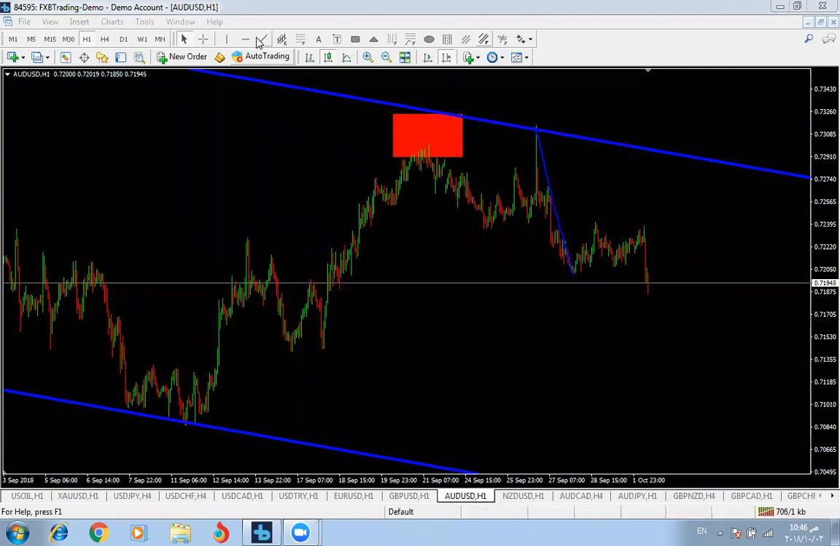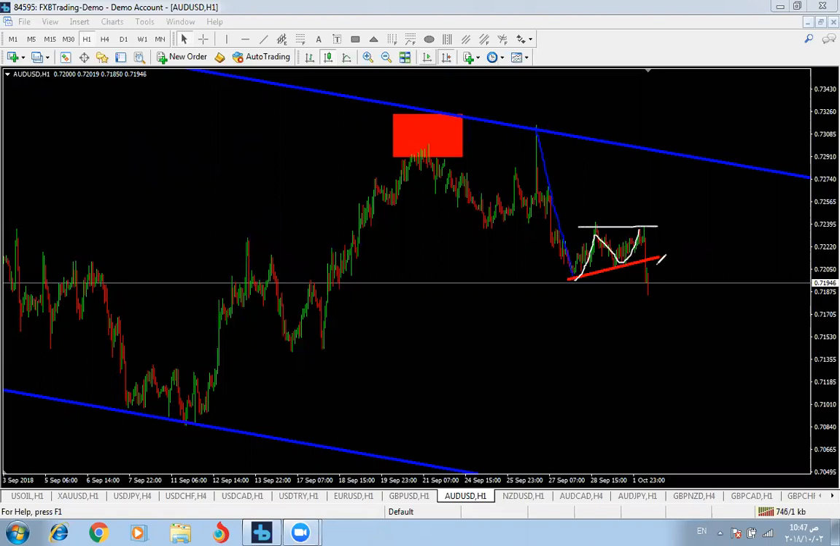Then we have a very nice corrective pattern like this in the form of a regular flat, and I should wait for the breakdown of this corrective flag so that I can enter the trade. This is the price. This is the corrective flag. Very clear, and we have no doubt about that.